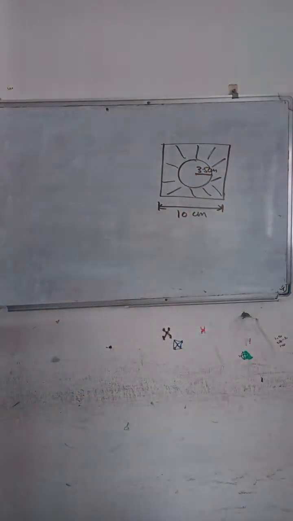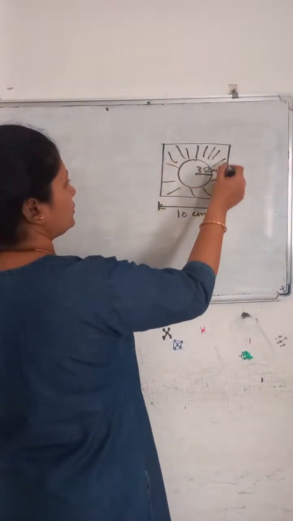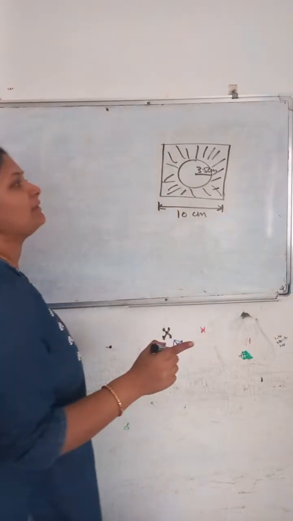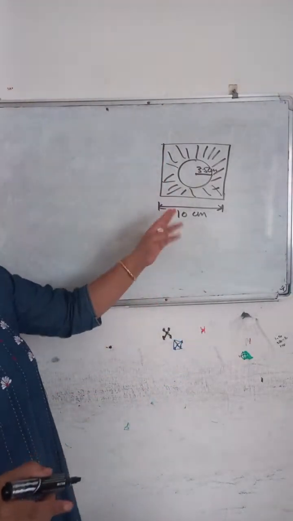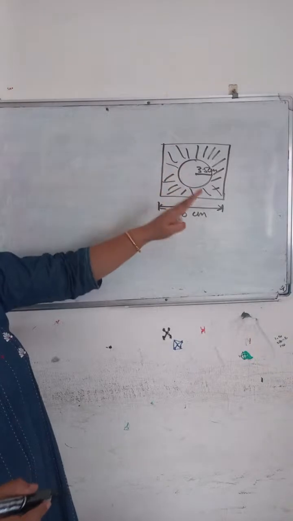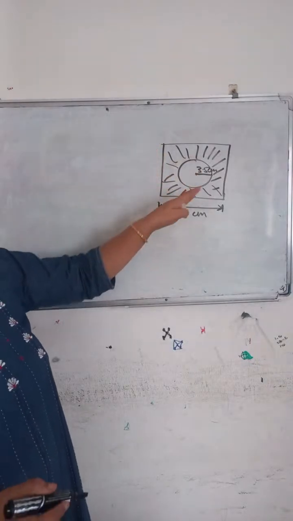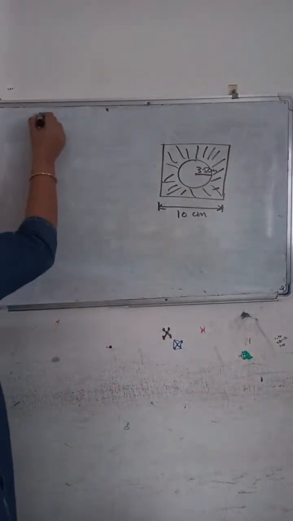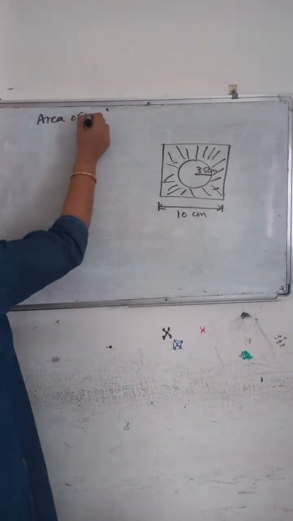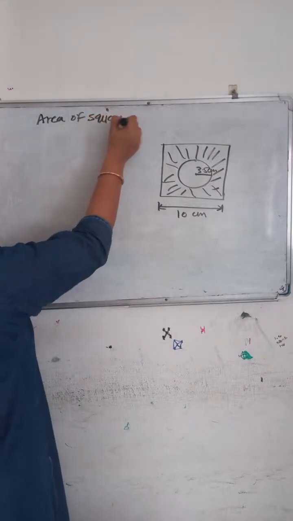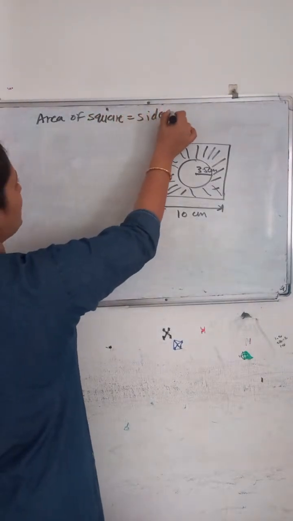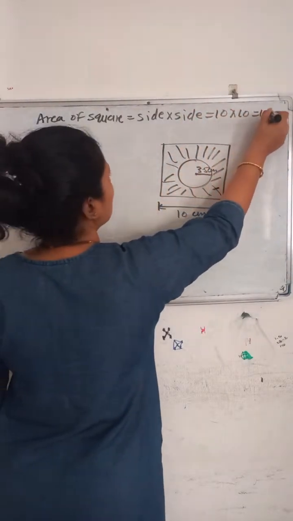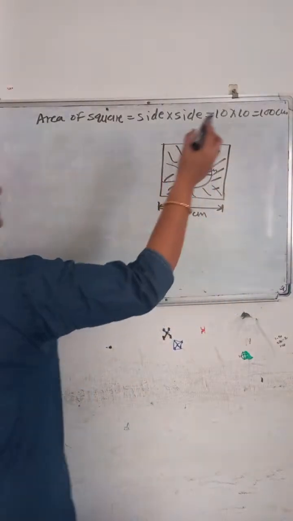If I want to calculate the shaded portion, you have to calculate the area of the square first, then calculate the area of the circle. Then you can subtract the area of the circle from the square, and you will get the shaded portion. So I will write here area of square. Don't forget to write the formula. Side into side, that is 10 into 10 equal to 100 centimeter square.